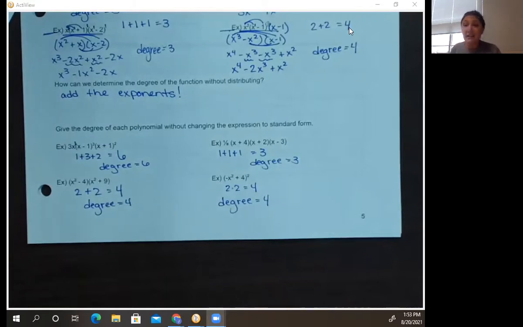Okay, so that's the degree of a polynomial. We're going to use degree next week when we talk about end behavior, how we determine the general shape of a polynomial without actually having to graph it. Degree is going to be an important component of being able to determine the shape of a polynomial.